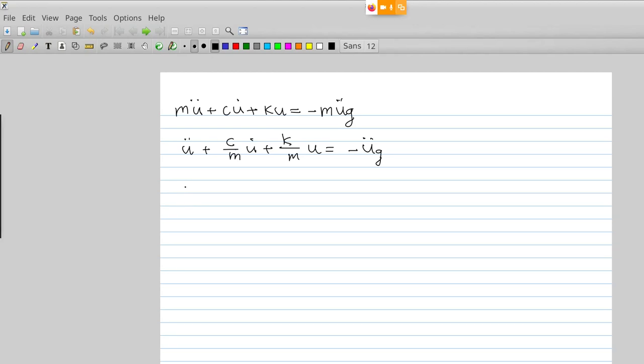2 xi omega n. Yes, u double dot plus 2 xi omega n u dot plus omega n square u is equal to minus ug double dot. So this is the differential equation that we are going to solve.